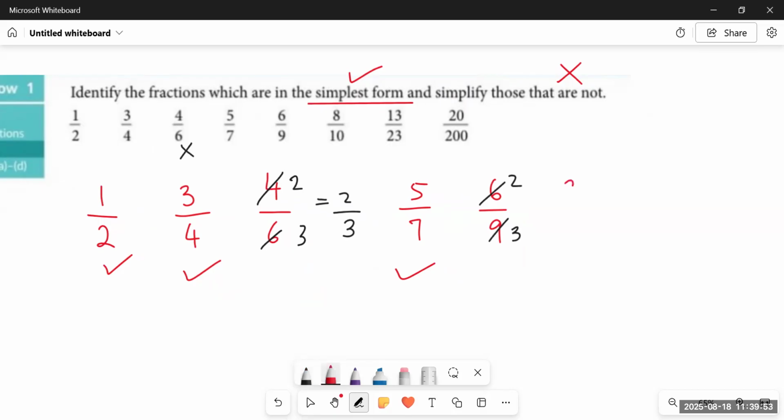Then comes 8 by 10. Again, both of them are even numbers. We can simplify them by 2. So it would be 2 4s are 8 and 2 5s are 10. So yes, it can be simplified further into 4 by 5. Then the next one is 13 by 23. Again, both of the numbers are prime numbers. Both 13 and 23 are prime numbers, so we cannot simplify it any further. So yes, it is in its simplest form already.